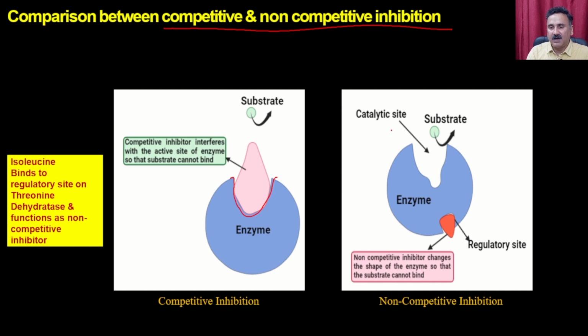Whereas in the case of non-competitive inhibition, the inhibitor will go and bind to a distant site. It will always be called an allosteric site, and once it binds, it actually brings alterations into the active site, and that's how the substrate binding is going to be compromised, or the affinity is going to be reduced.